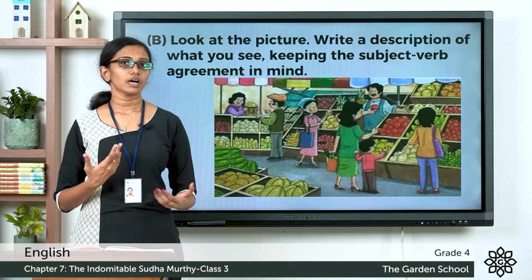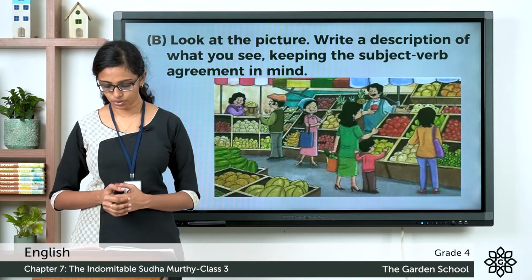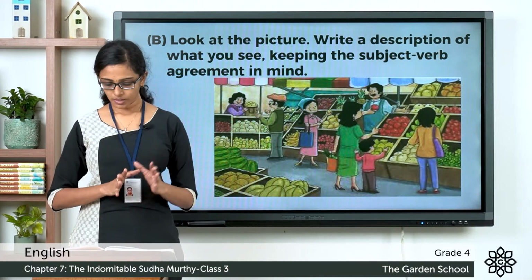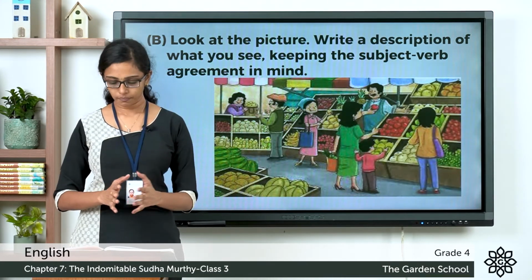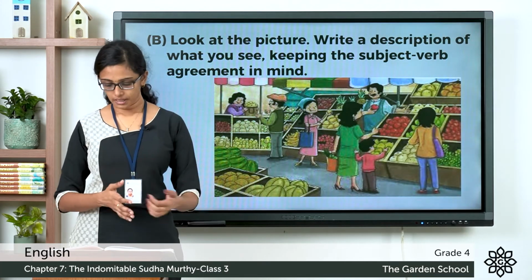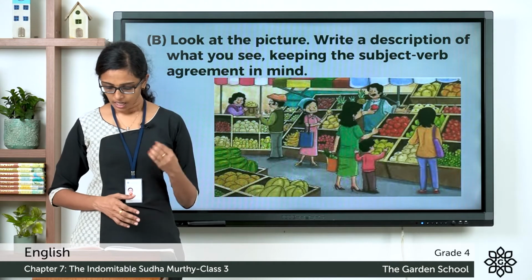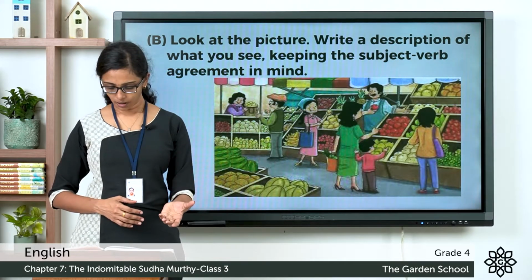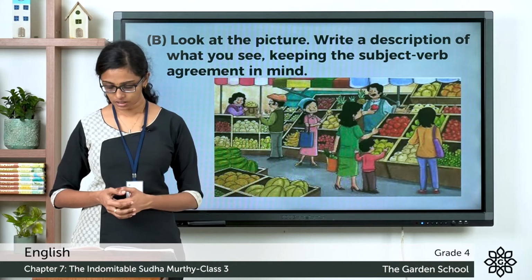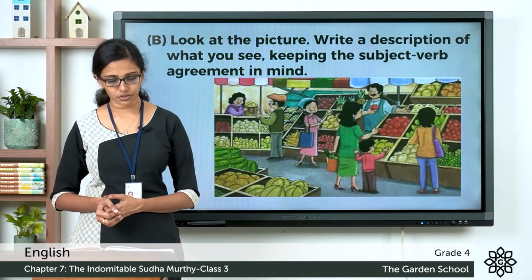For example, I'll suggest you a sentence. You can see a lot of customers are there in a fruit shop. So you can write a sentence like, many customers are shopping at the store. And there are many different varieties of fruits in the shelves. And a salesman is picking out an apple for a customer. So these are examples of things that you see in the picture.